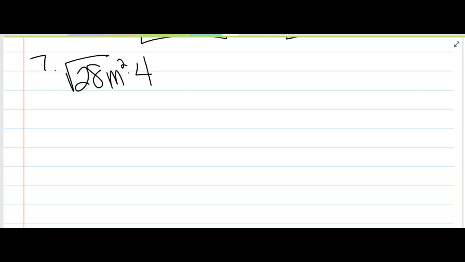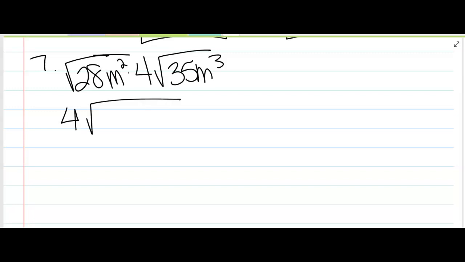All right, 2 more just with a little bit bigger numbers here. So number 7, let's say we have the square root of 28 m squared times 4 square root of 35 m cubed. So once again, we're looking for the numbers on the outside. For this one, the only number on the outside is that 4, so we've got a 4 on the outside. Now underneath the radical, if I multiply the numbers, we would take 28 times 35 and we would get 980. And then m squared times m cubed would be m to the 5th.